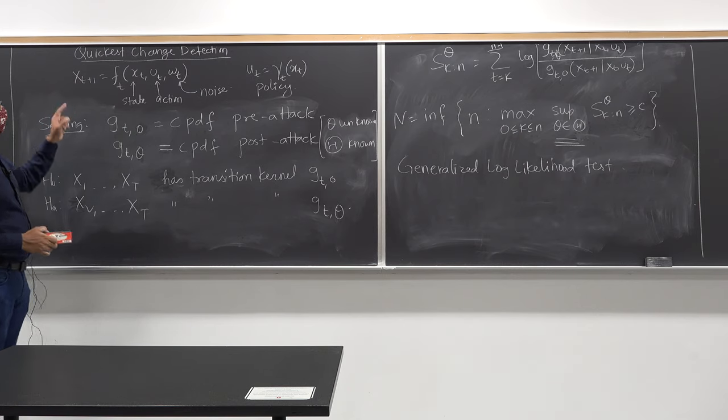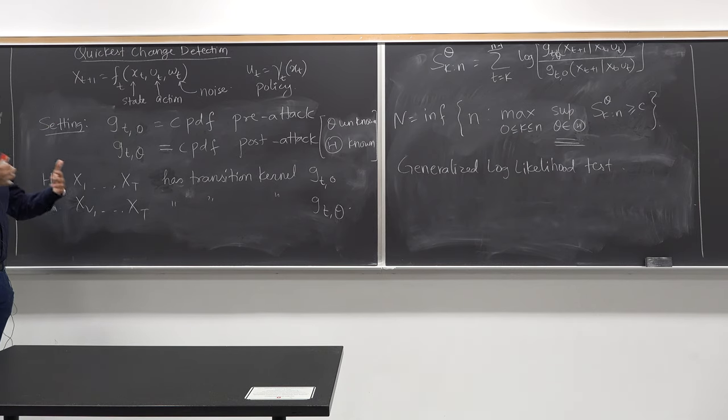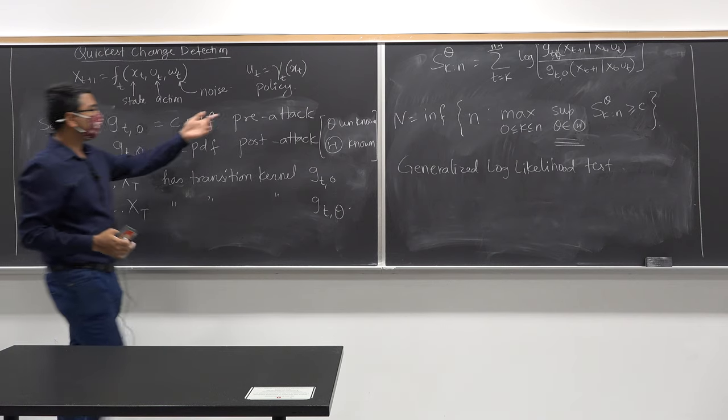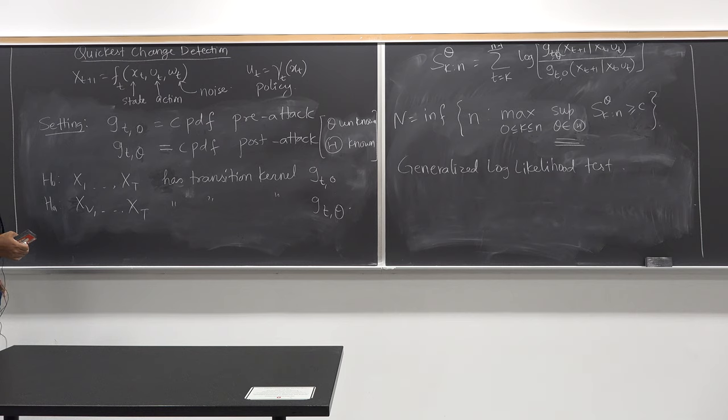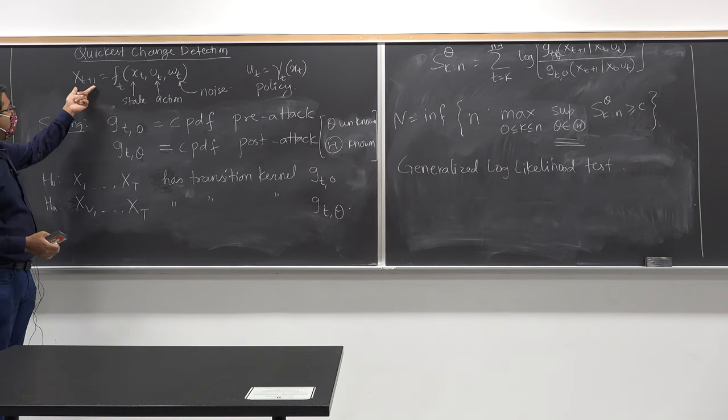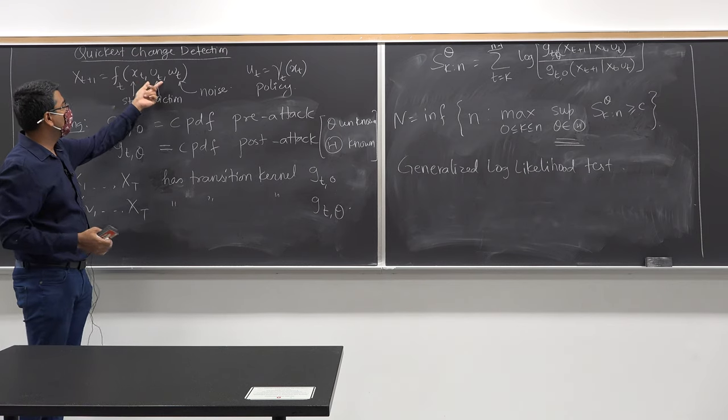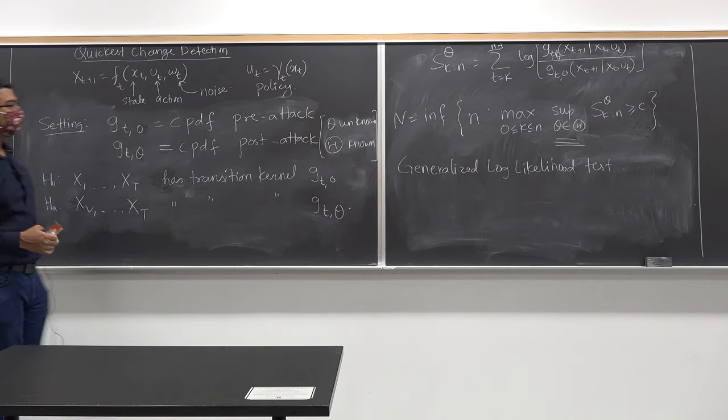Now, we have the system that is running. It's running according to this particular policy, and so what I'm doing is I'm looking at the state and I'm looking at the action that I've implemented on the system.